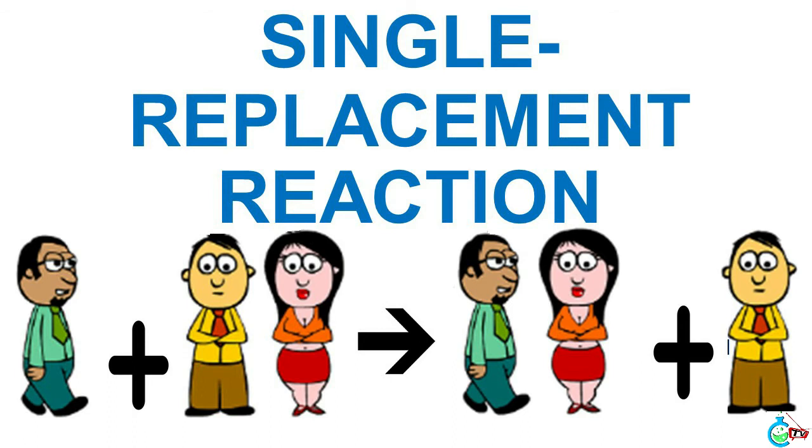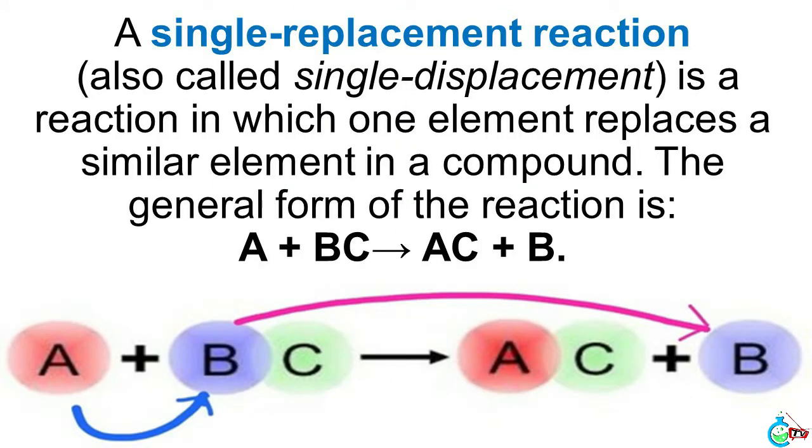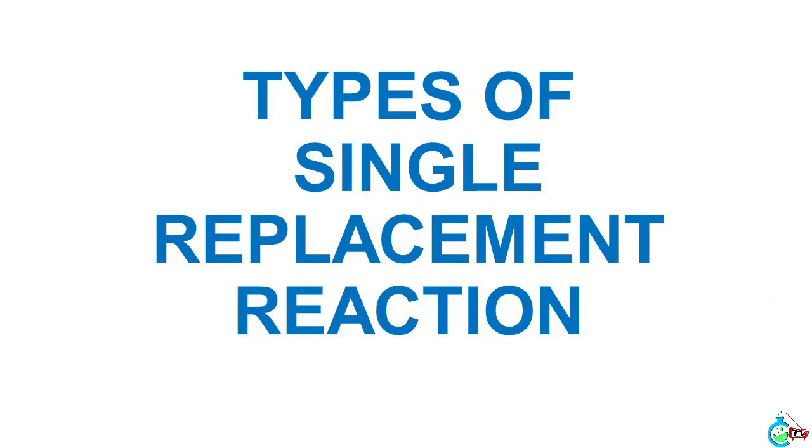Single replacement reaction. A single replacement reaction, also called single displacement, is a reaction in which one element replaces a similar element in a compound. The general form of the reaction is A + BC yields AC + B.